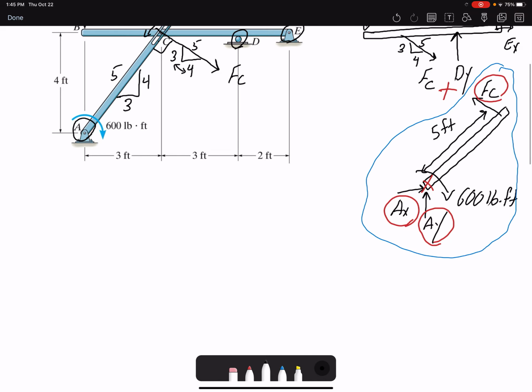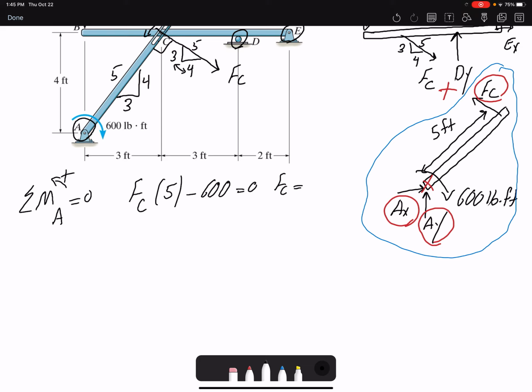So summation of moment about point A, I'm going to assume counterclockwise to be positive. Force FC is creating a counterclockwise moment. Moment arm would be 5. The other moment that I have is a clockwise 600. So FC would be 120 pound. Now that I have the value for FC, I can write summation of forces in X and summation of forces in Y to find Ax and Ay respectively.